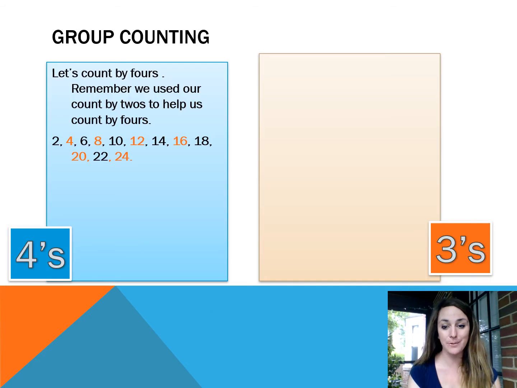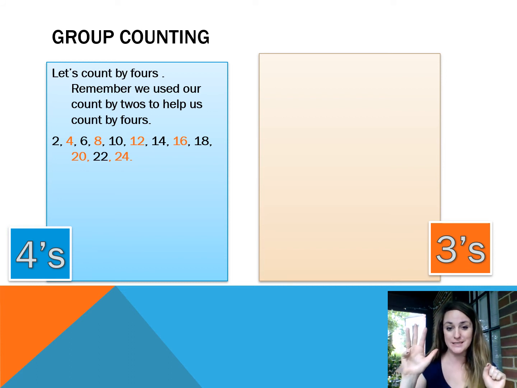Let's keep moving. Let's count by 4's. Remember, we used our count by 2's to help us count by 4's. Wiggle it out, bring it close, count by 4's to 24, and go. 4, 8, 12, 16, 20, 24. Bring it down. 24, 20, 16, 12, 8, 4, 0.